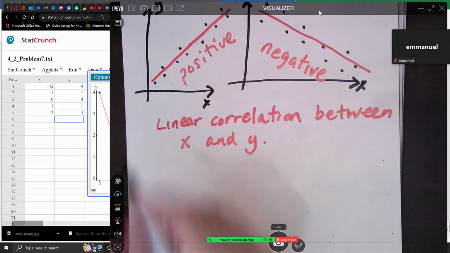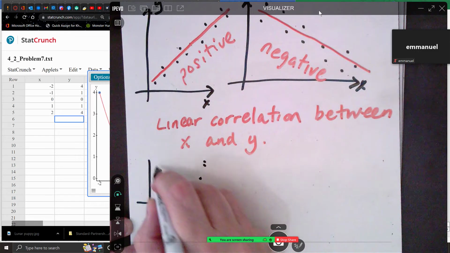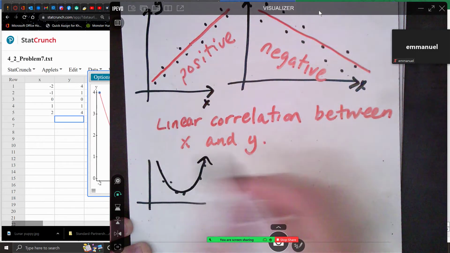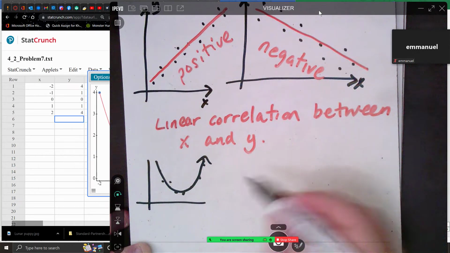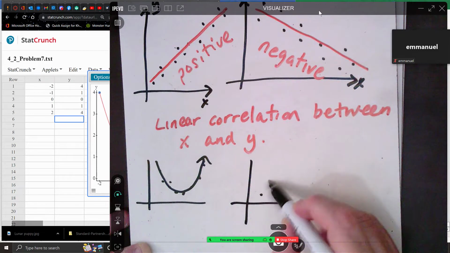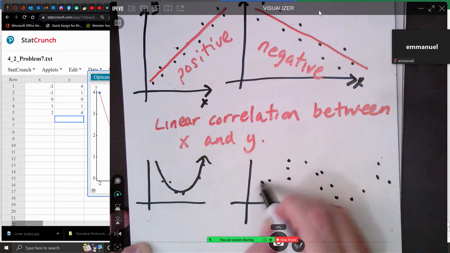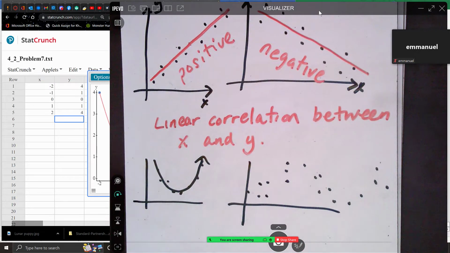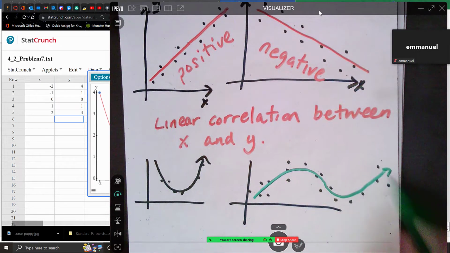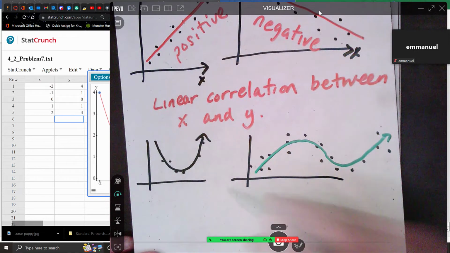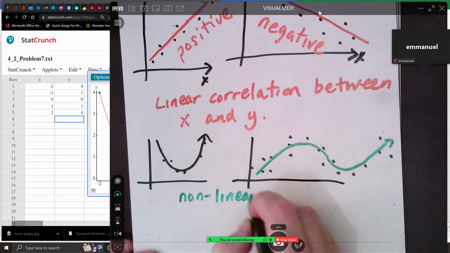We could also have graphs where, like I showed you, we had something that looked like a polynomial of a different magnitude. This is a parabola. I could have dots that are doing something like this, and the line is doing something like that. Rather than naming each type of graph, these are just called nonlinear correlation.